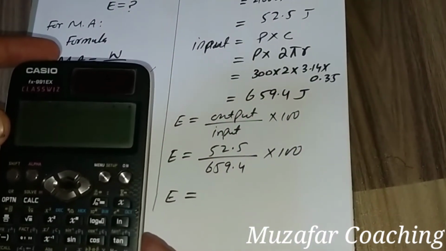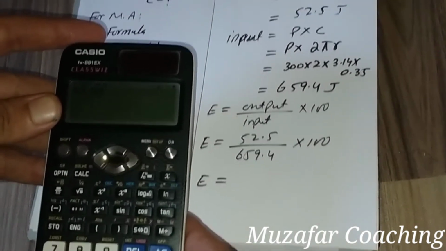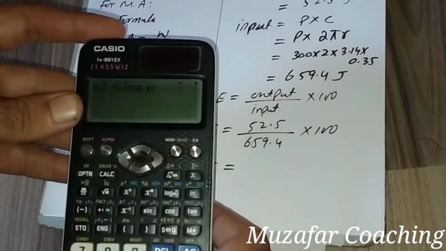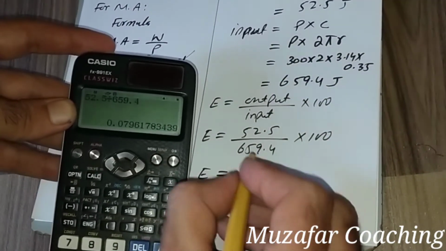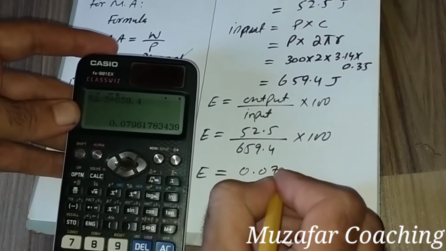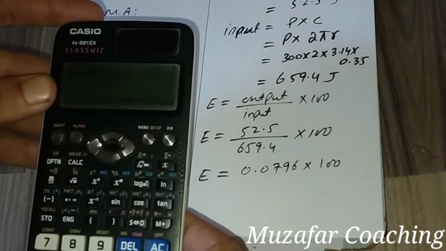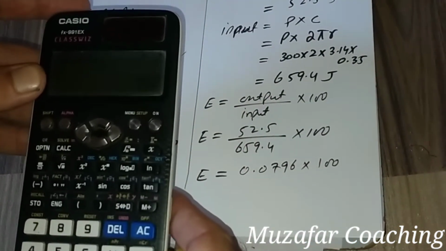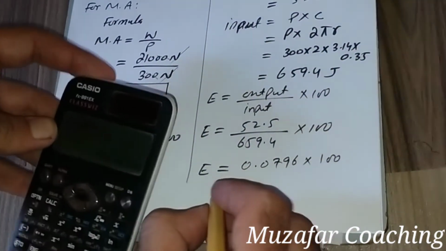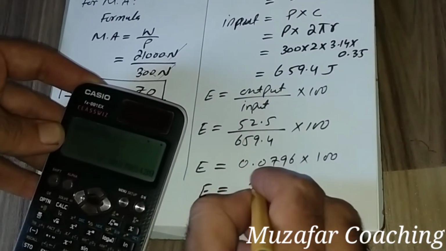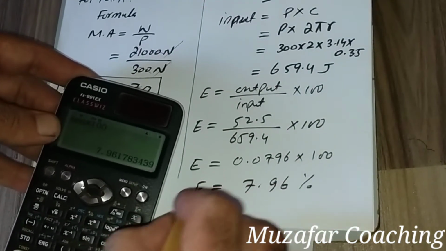So what are the values? 52.5 divided by 659.4. So we get the value, that is 0.0796, multiplied by 100. So I am multiplying it with 100. So what is the result? That is 7.96%.